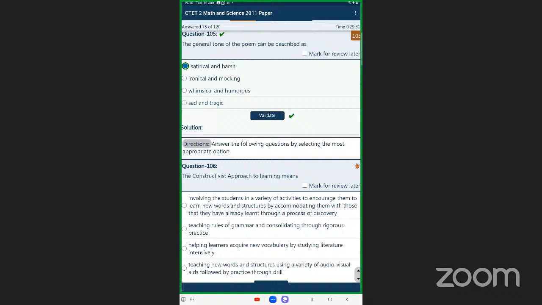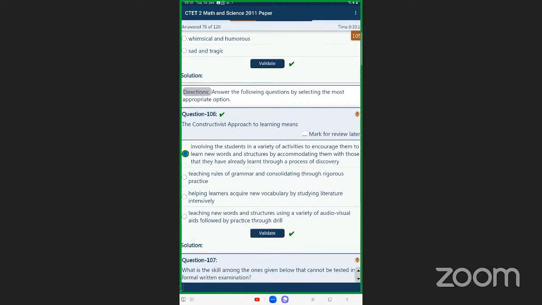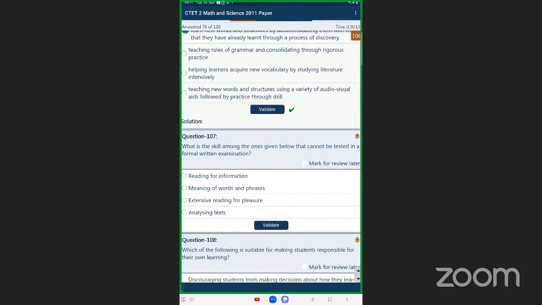The constructive approach to learning means, student, constructive approach to learning means what? This is to involve the students in a variety of activities to encourage them to learn new words and structures by accommodating them with those that they have already learned through the process of discovery. Question number 107, student.